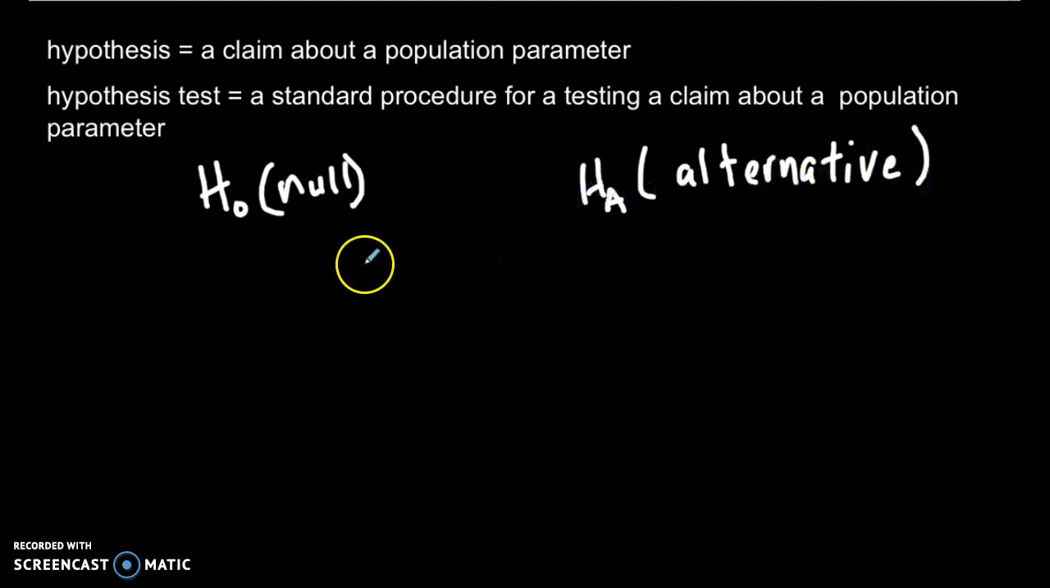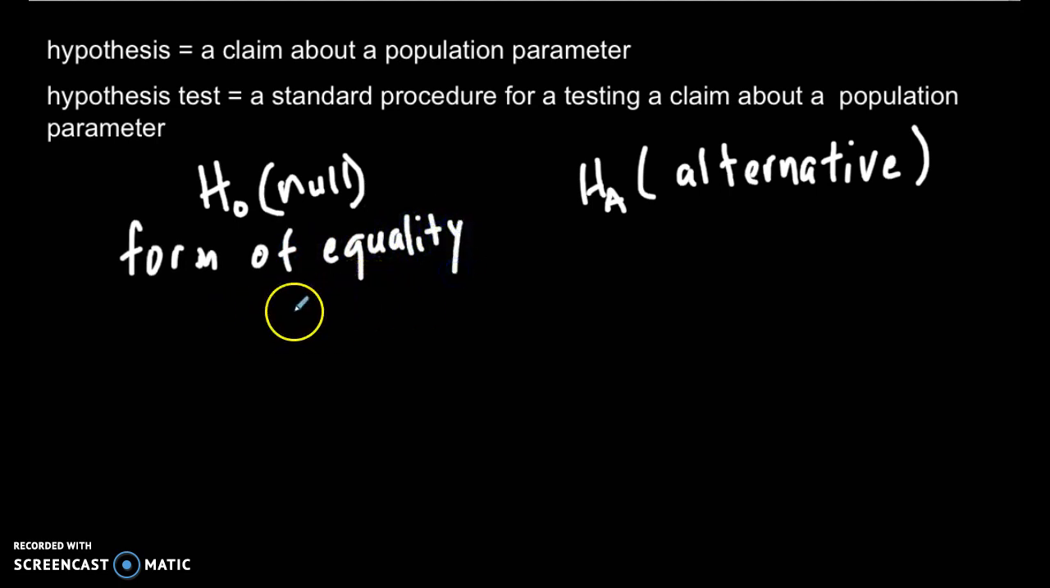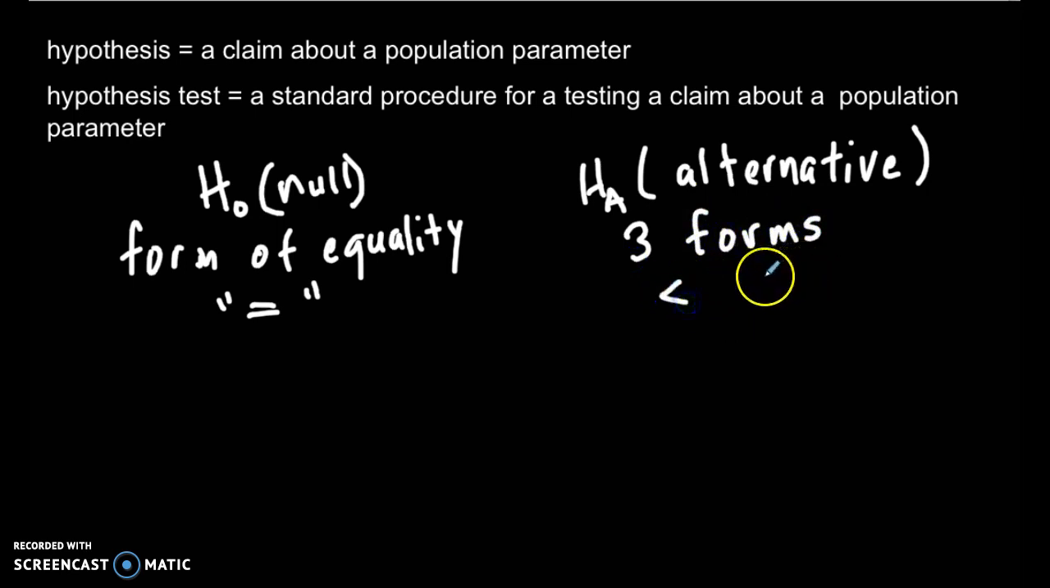So first of all, our null hypothesis is always going to be in the form of an equality. Okay, that's important because you're going to have to write these. So you're always going to have to say that something is equal to. So we've got an equal sign. Our alternative takes three forms, depending upon the situation that we're looking at. It's either going to be a less than, a greater than, or a not equal. So there's three different forms here.